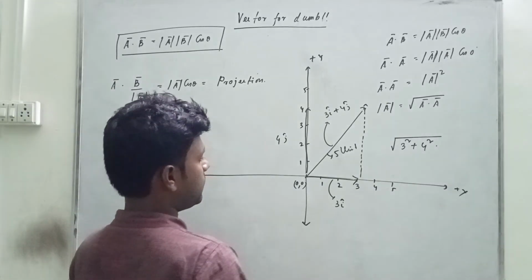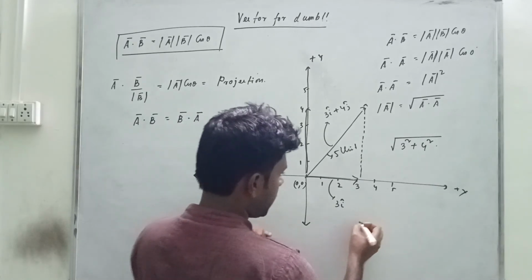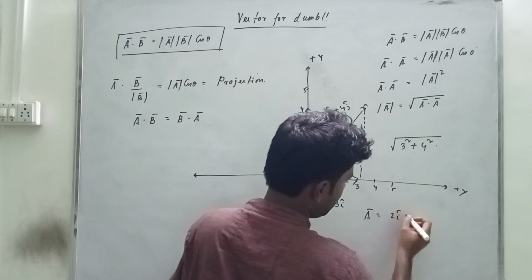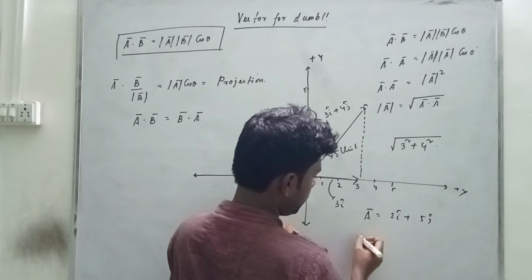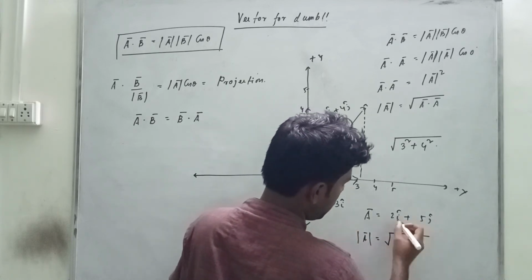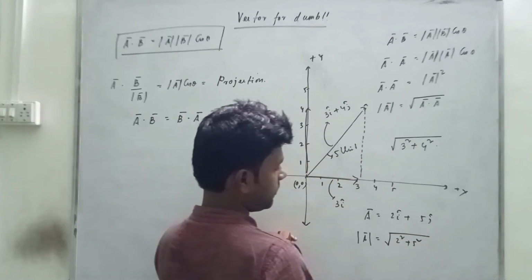So if it is a vector somehow like, for example, the vector A is 2 I cap plus 5 j cap, then obviously the length of the vector A, meaning the magnitude of A, will go to 2 square plus 5 square and whole root, right?